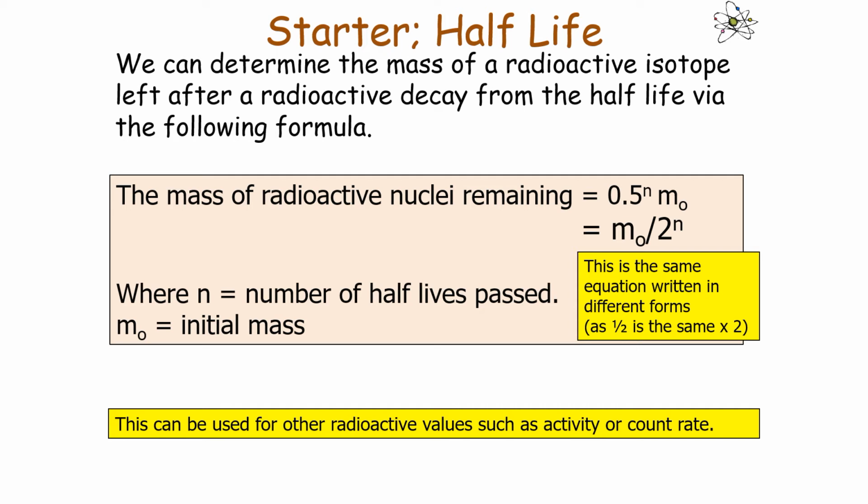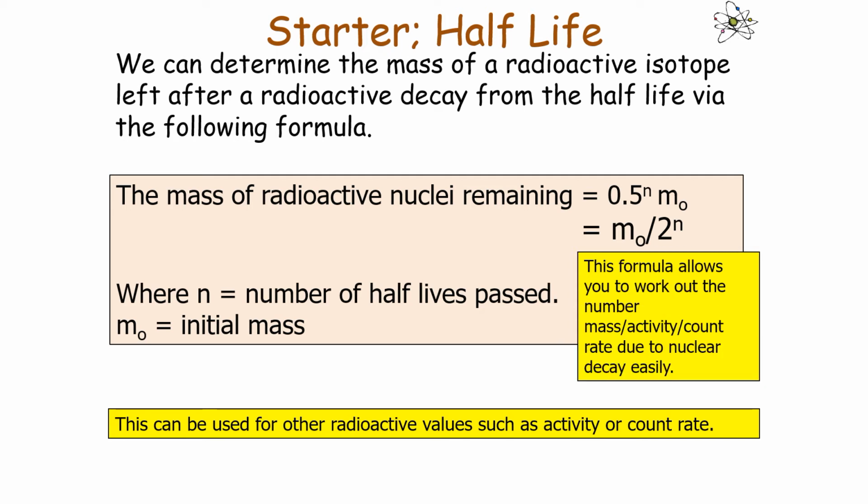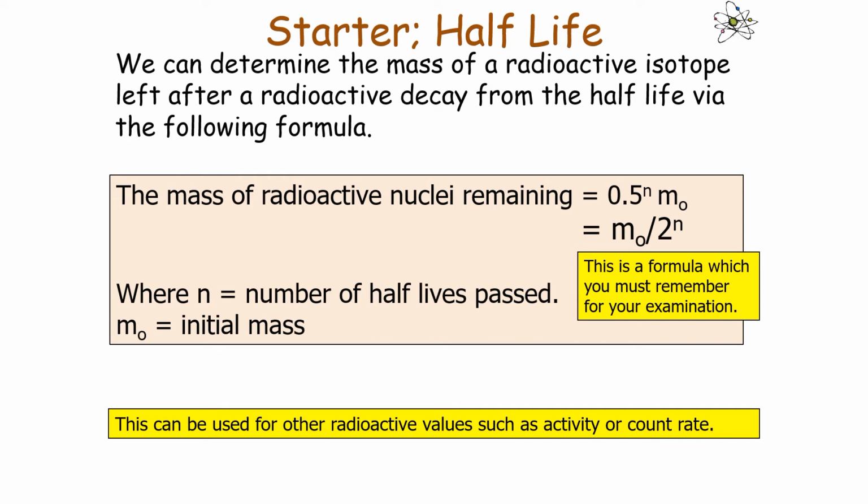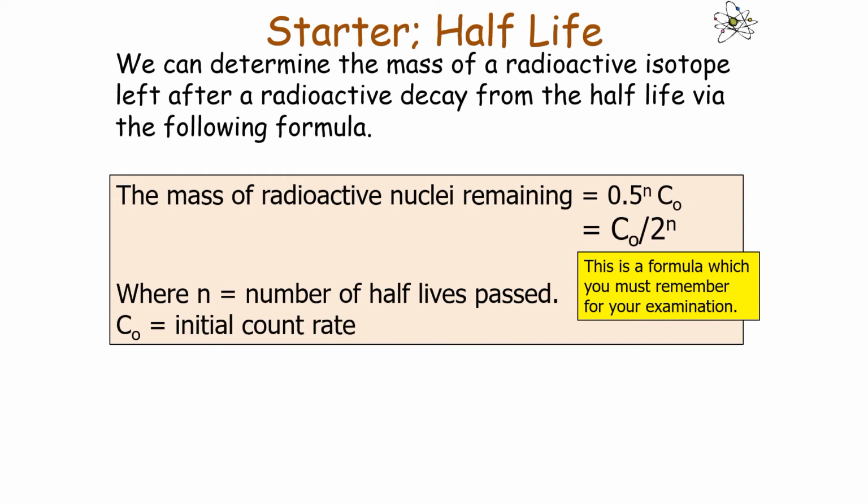We can use other radioactive values such as activity and count rate. This formula can be adapted to work out the mass, the activity, or the count rate due to nuclear decay easily. This is a formula you've got to remember for your examination. So you could be asked, what is the count rate of the radioactive nuclei remaining? Well, it's C over 2 to the power of n, where C is the initial count rate. What is the activity remaining after n half-lives? Well, it's the initial activity divided by 2 to the power of the number of half-lives.